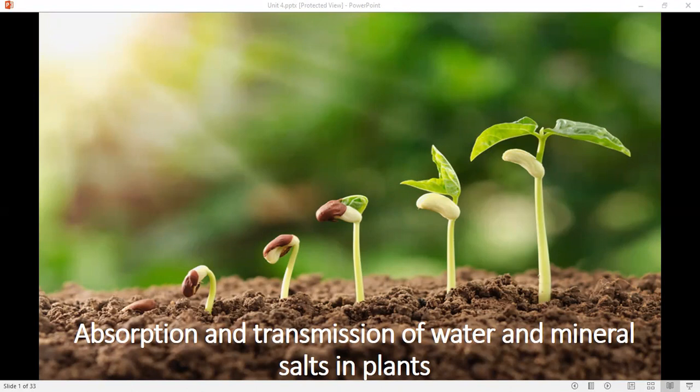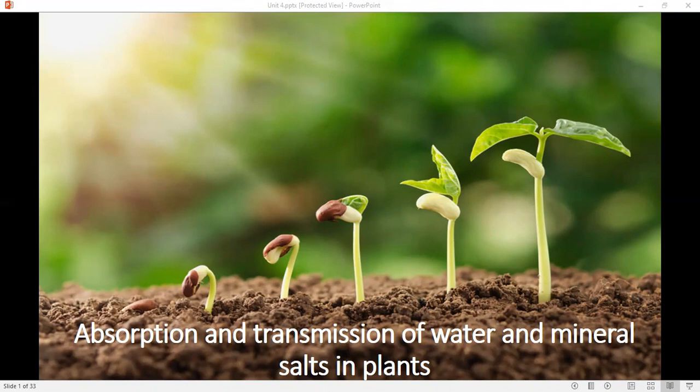Unit 4, Structure and Function of Living Organisms, Lesson 1, Absorption and Transmission of Water and Mineral Salts in Plants. Are you ready? The objectives for this lesson are to identify the role of root hair in absorption of water and mineral salts from soil, explain the transmission of water and dissolved substances in plants, and explain the transpiration process in plants. Ready? I hope so.